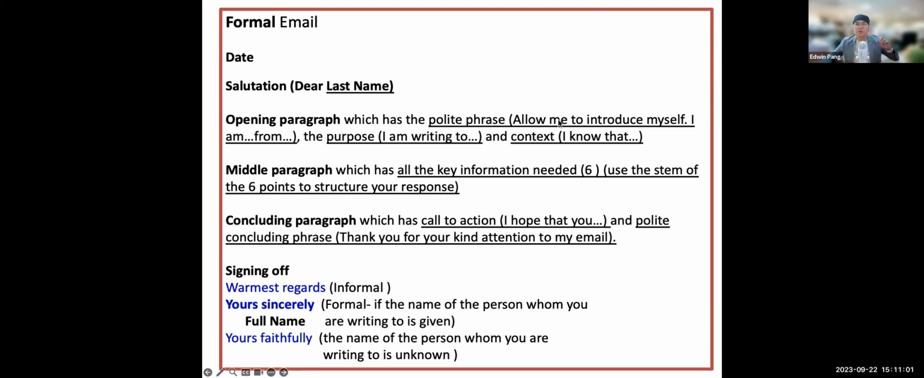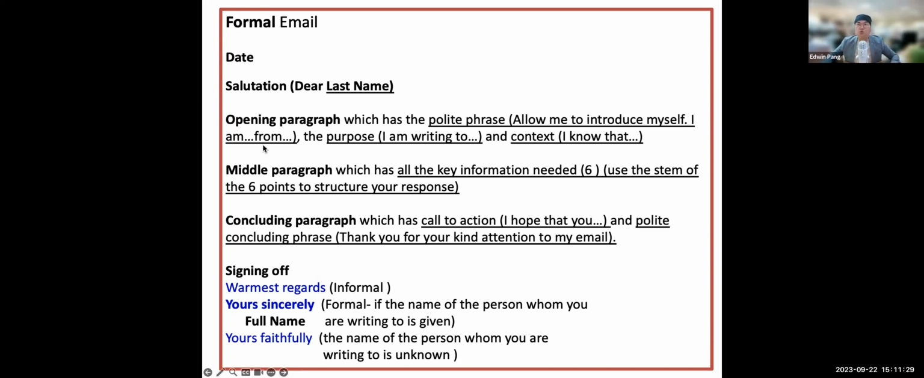Never forget to introduce yourself in a formal email. Is that clear, everybody? Right? Always begin with allow me to introduce myself. It's a full stop here, not a comma. Do not write comma, right? I am, and then you write your name, from. And remember, where you are from depends on who you are writing to. Do you understand? I say again, where you are from depends on who you are writing to.